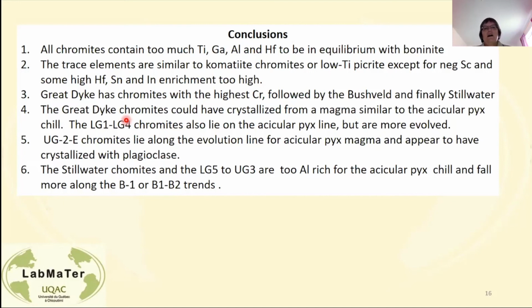Great Dyke have the highest chrome, and the lower group chromites of the Bushveld could be satisfied by the acicular pyroxene chill. UG2, if in the north, would fall along the same line, but appears to have crystallized with plagioclase. The Stillwater chromites and the LG5 to LG3 are too aluminium rich for the acicular pyroxenite and form more along a B1 or B1, B2 mixture.